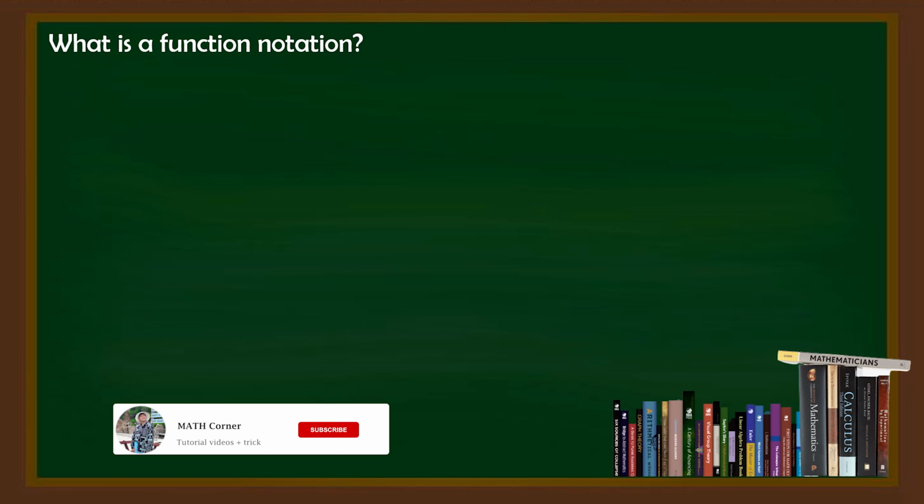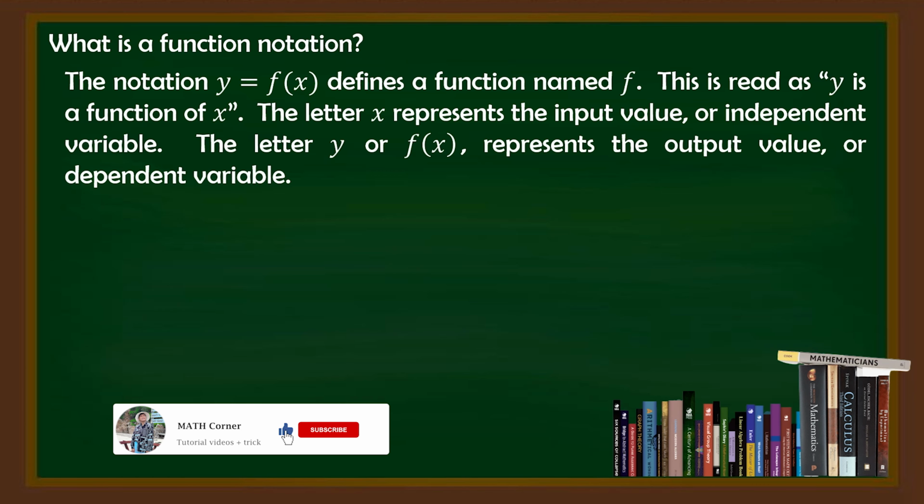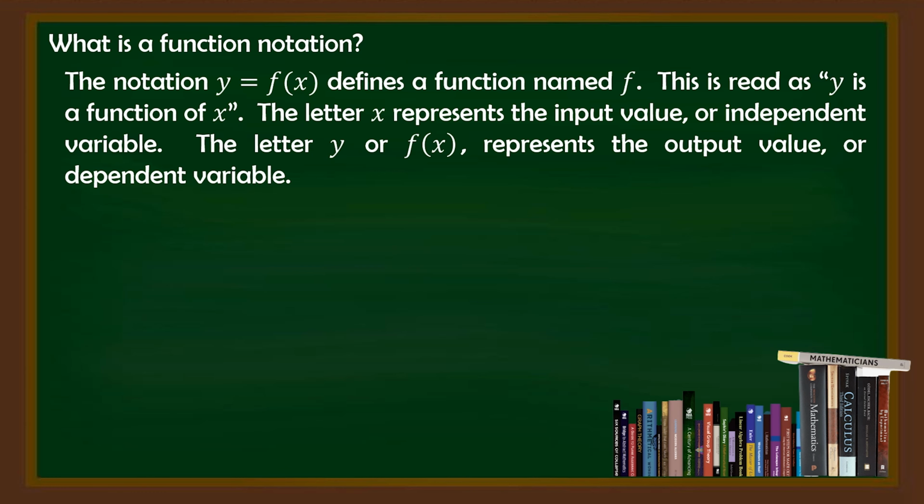What is function notation? The notation y is equal to f of x defines a function named f. This is read as y is a function of x. The letter x represents the input value or independent variable. The letter y, or f of x, represents the output value or dependent variable.